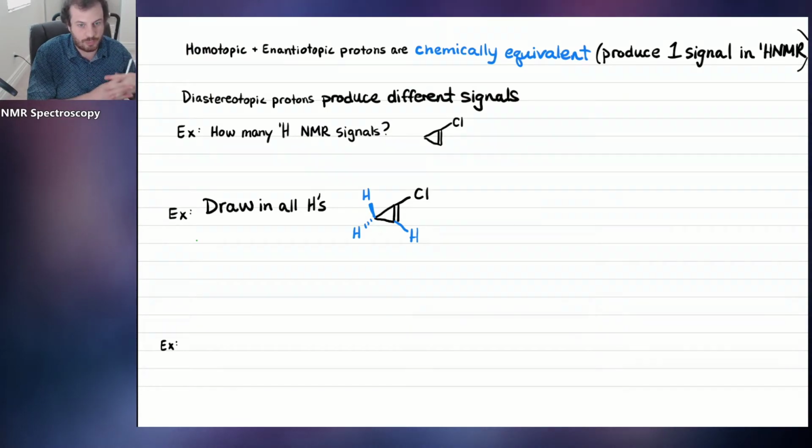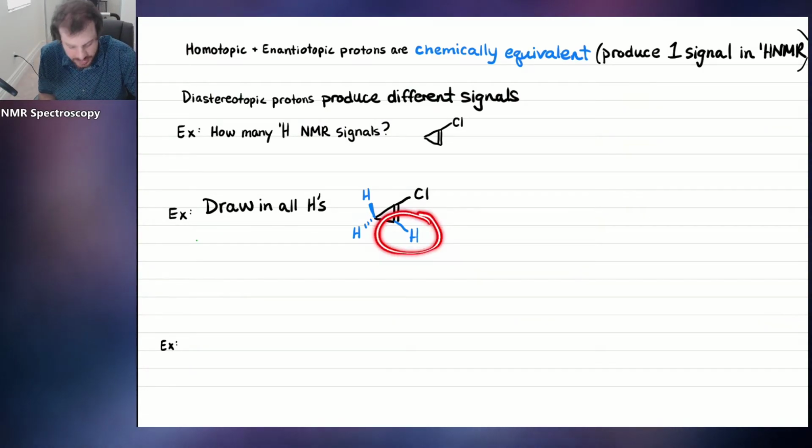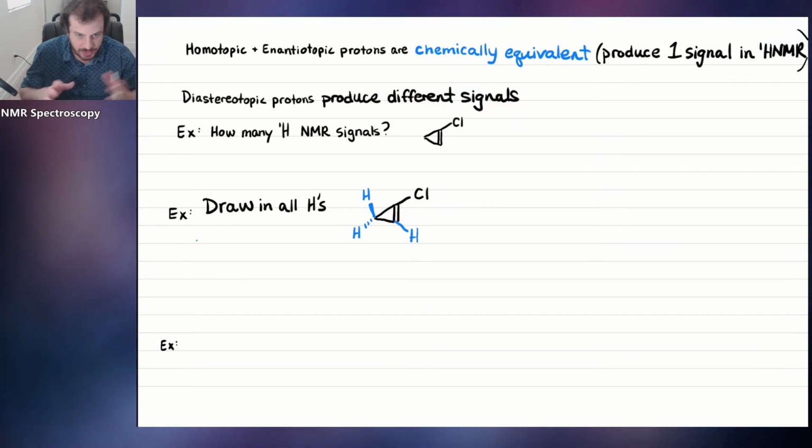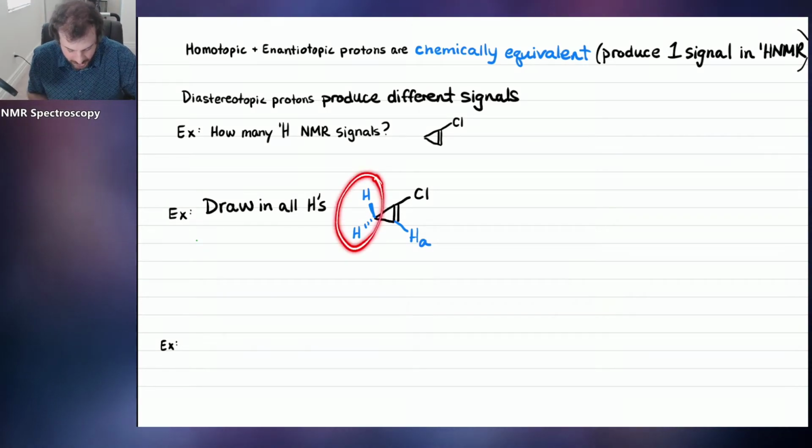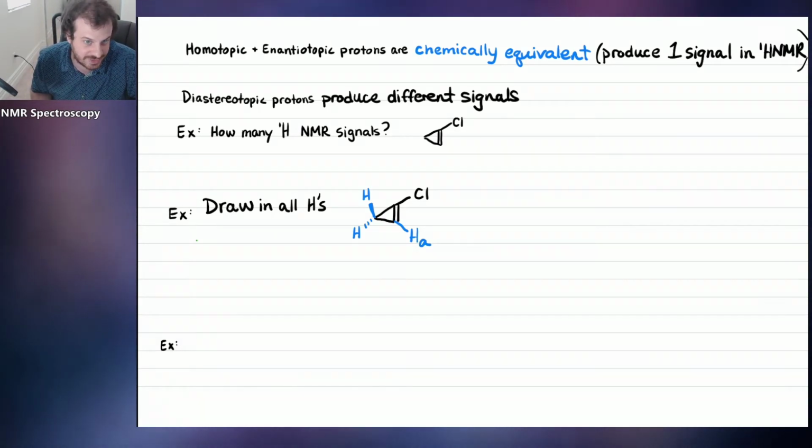Okay, so one thing's for sure, this hydrogen is unique. It's on its own, it's in its own unique chemical environment. There's no hydrogen like it. It's connected to the double bond, it's in a unique chemical environment. So I'm going to go ahead and label that HA. Now the question is, these two hydrogens. Are these two hydrogens the same, chemically equivalent, or are they different? Are they diastereotopic? So let's answer that question by doing the substitution test.